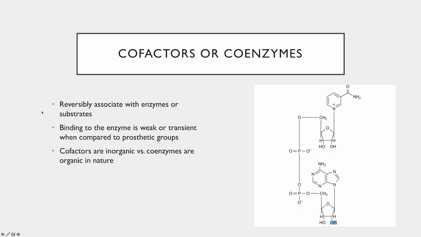So in addition to prosthetic groups, we have cofactors or coenzymes. The major difference between prosthetic groups and cofactors or coenzymes is that cofactors and coenzymes reversibly associate with the enzyme or substrates. These are not bound tightly within the enzyme itself. Rather, they bind the enzyme in a weak or transient manner when compared to prosthetic groups. Therefore, coenzymes and cofactors must be part of the surrounding environment in order for catalysis to occur.